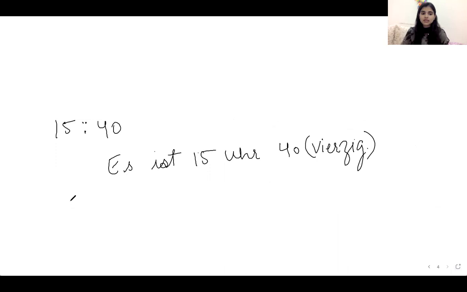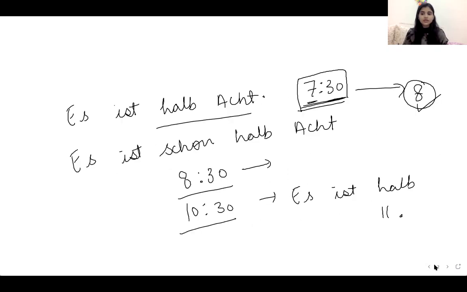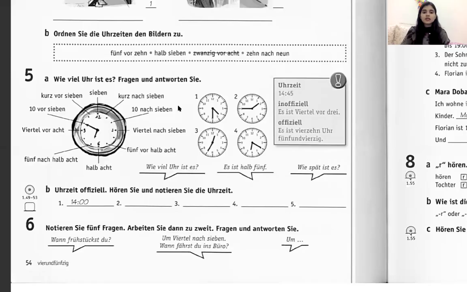And if I am asking you to tell me the time 1:30, written inofficially, then how to say it? Es ist, of course, aadha do baj gaya hai. Es ist halb zwei. Es ist halb zwei, and the official way is Es ist 13 Uhr 30. So better you take a screenshot or take notes from whatever I have written on the screen. And also don't forget to take reference of this page as well. A particular labeled diagram, you can see and write the correct spellings.